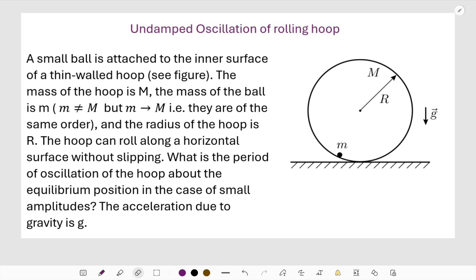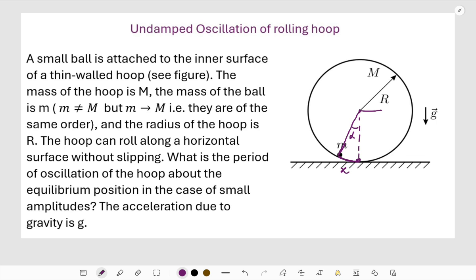In equilibrium, the hoop must be here. And now it has been displaced by some angle, say alpha. And if the point of contact has moved a distance x, so will the center of the hoop. That will be a distance x as well. This is the most basic idea behind pure rolling.